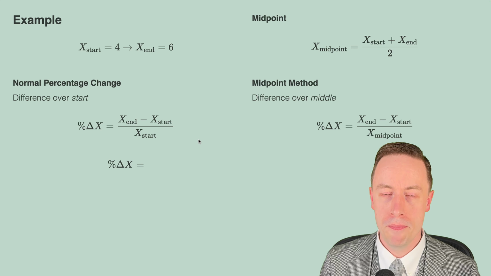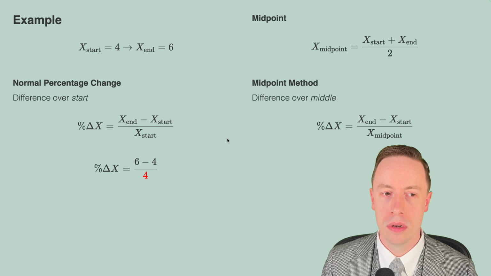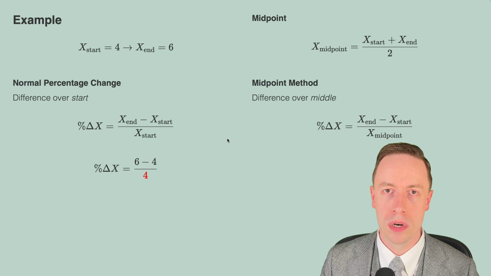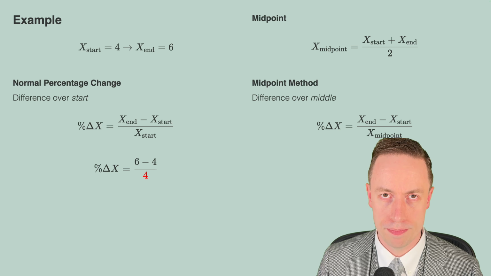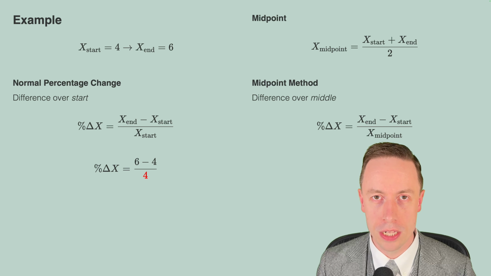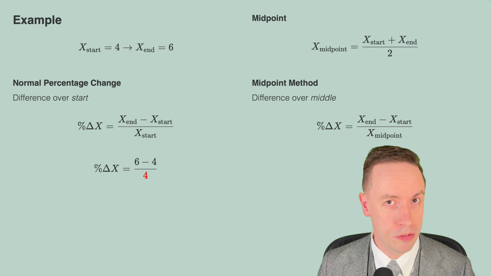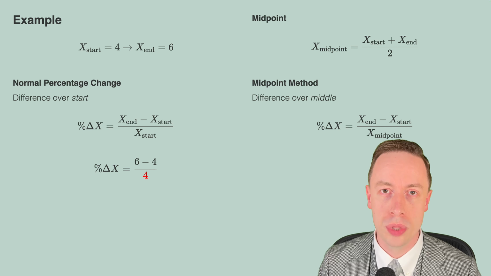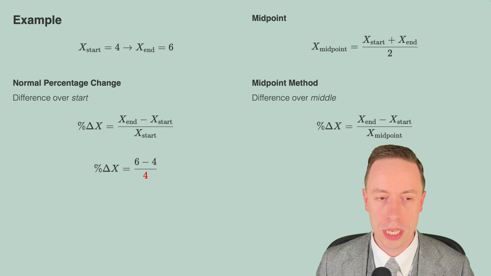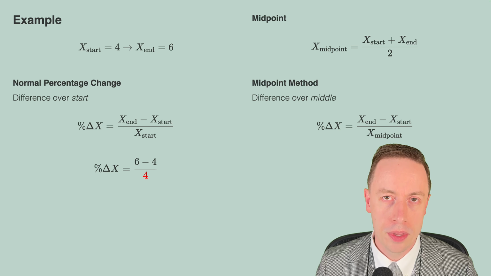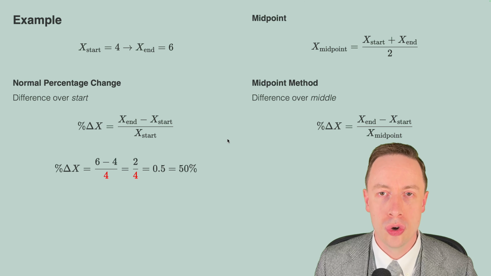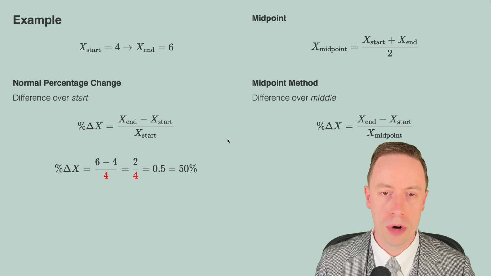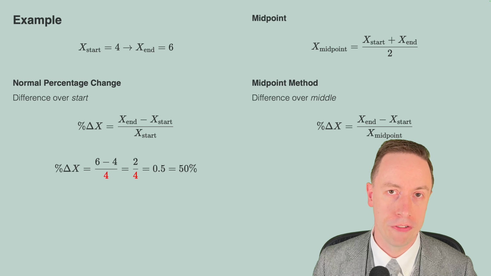So let's plug that in. In our case here, 6 minus 4 over the start value 4. Notice I've got the start value in red. That's because that start value is about to be quite important. But first, let's just do this example calculation. So 6 minus 4 over 4, that's of course 2 over 4. Or if you express that as a decimal, you're looking at 0.5.